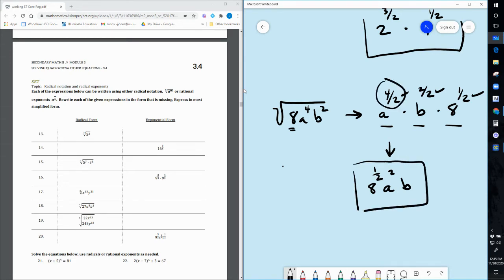So you could simplify. You actually do this division. 4 divided by 2 is 2. 2 divided by 2 is 1, and so forth.